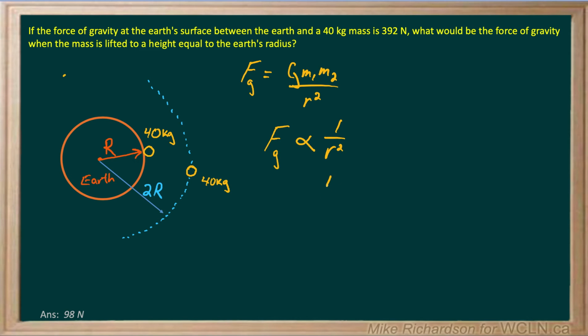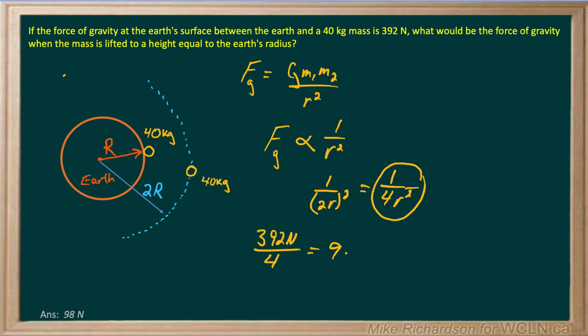So if I double the radius and square it, I get 1 over 4r squared. In other words, my force has decreased by a factor of 4. So if I just take my original force and divide it by 4, I'll get my force at that location, 98 newtons.